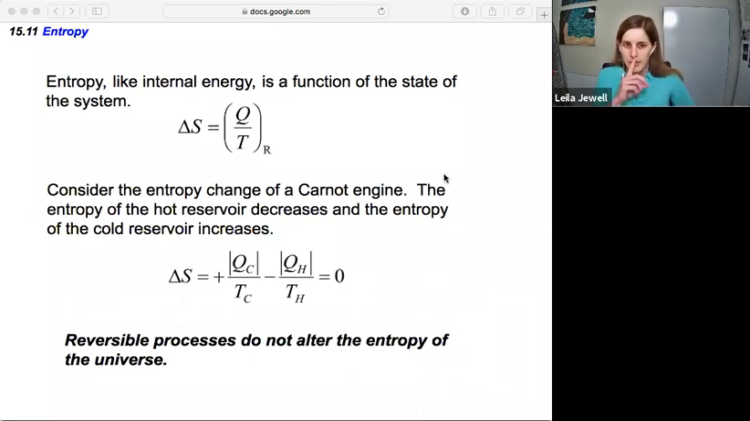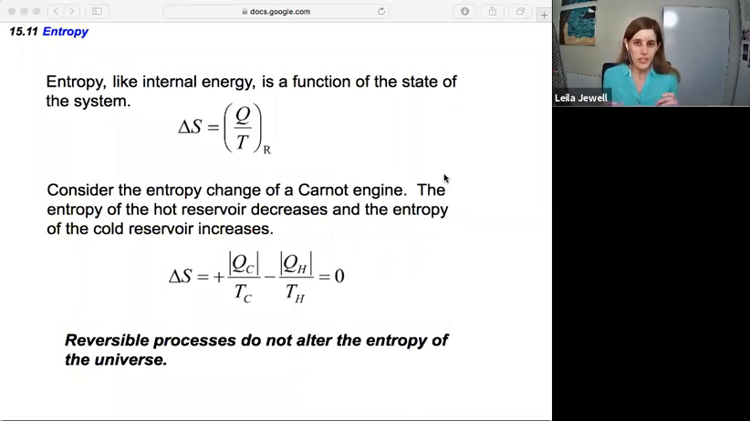First, I want to highlight that entropy, like internal energy, delta U, which we've seen before, is a function of the state of the system. If you look at a system like a gas, it just depends on what its state is right now: what's its pressure, volume, temperature. We can know the state, and it doesn't depend on what process we used to get there. That will be useful in a moment.